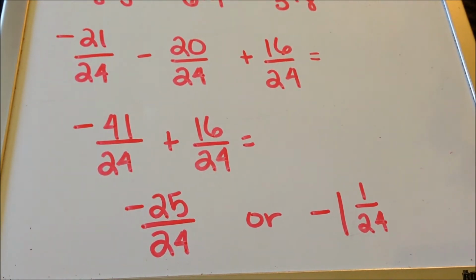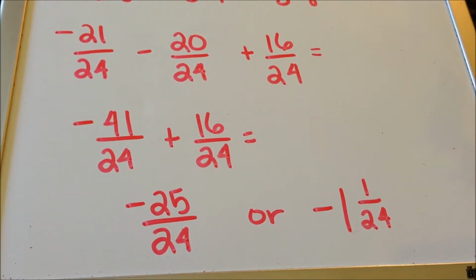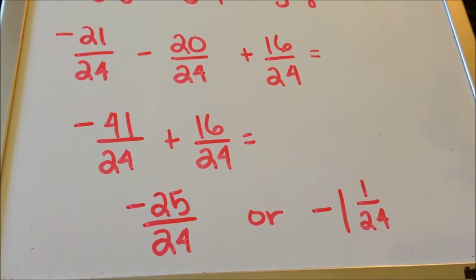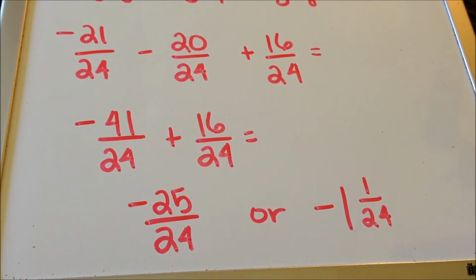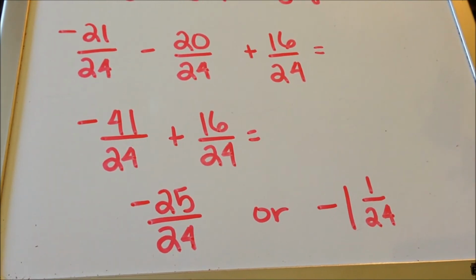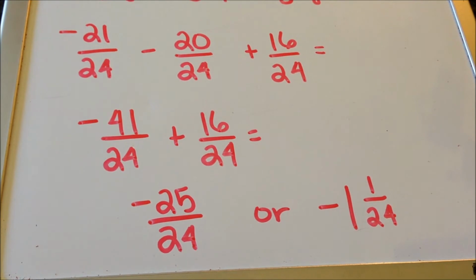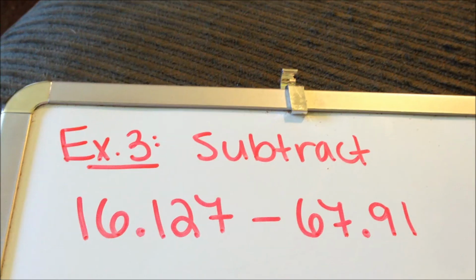You can also convert your answer to a mixed number, negative 1 and 1 over 24. When you convert a negative improper fraction to a negative mixed number, ignore the negative. The negative just goes with the answer. It is not part of your conversion process.